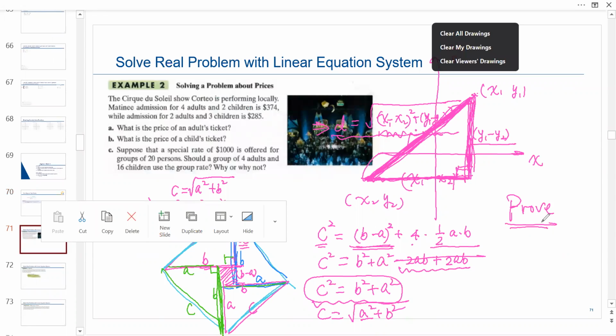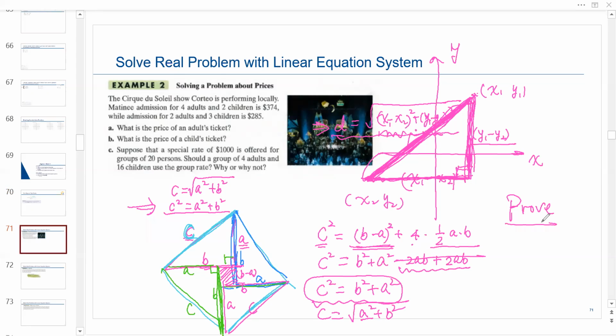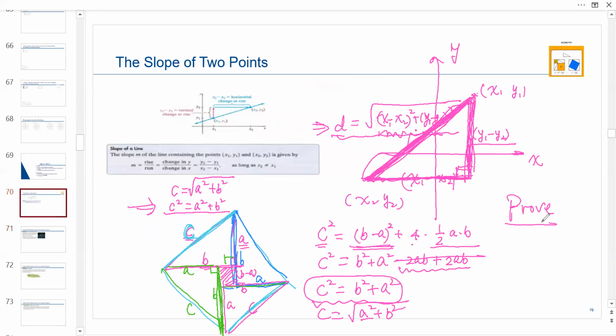You guys got it? Let me go back a little bit. Move here. Save, please save this one. Save the screen, you can find it out.